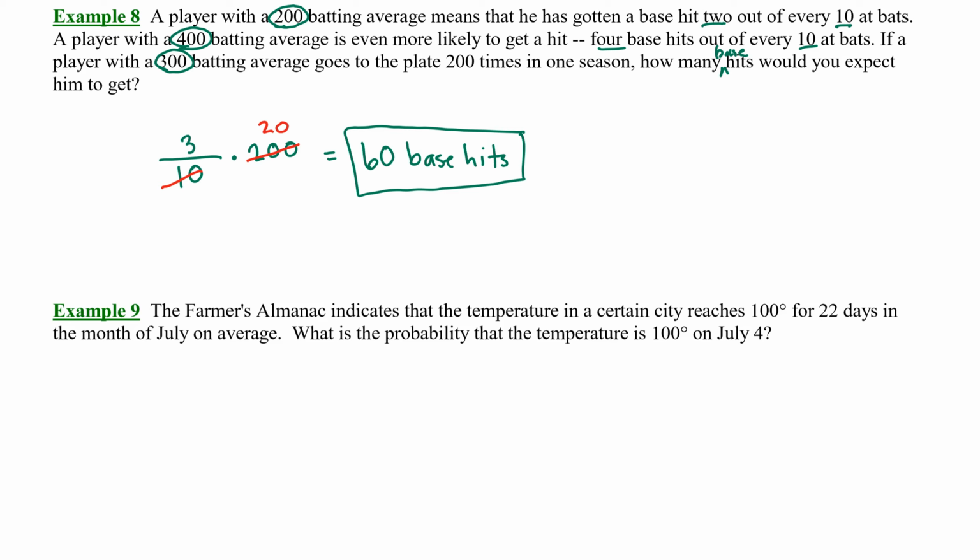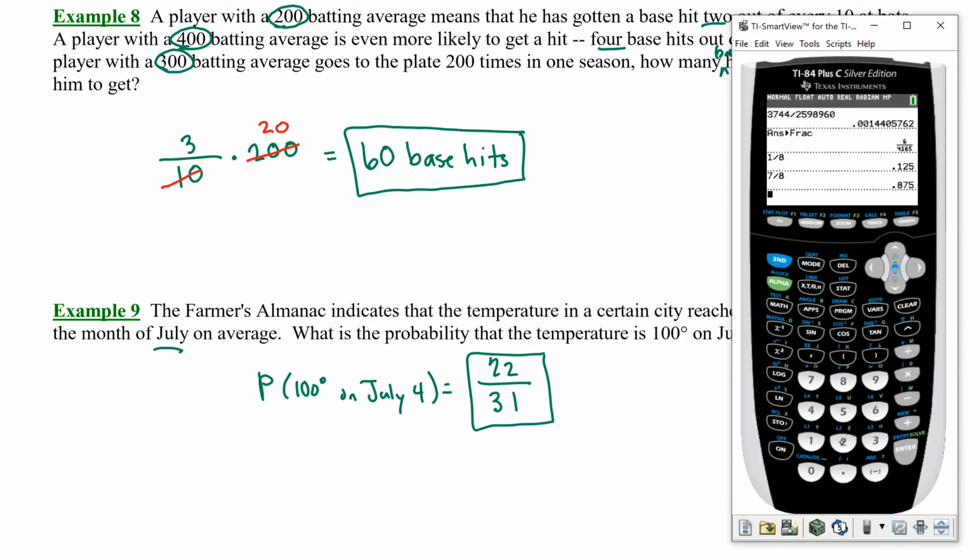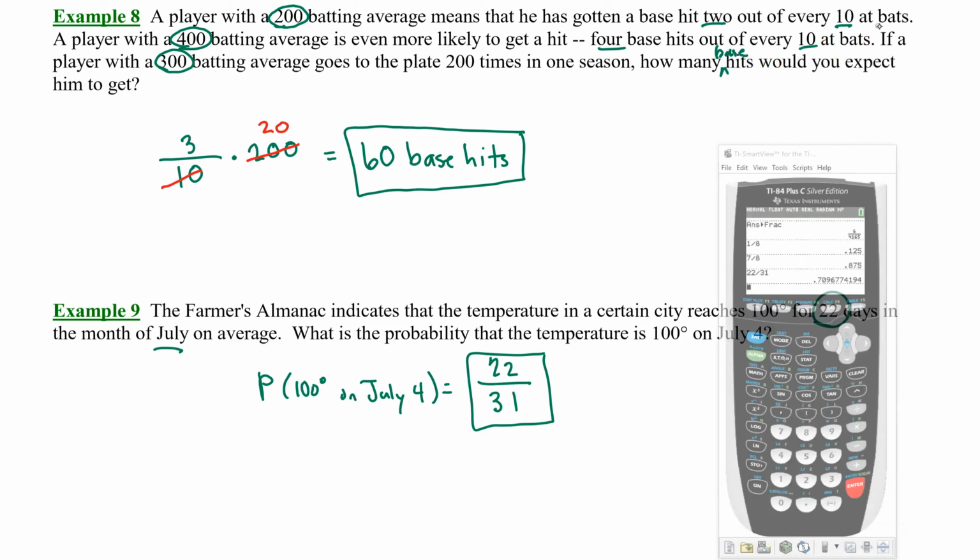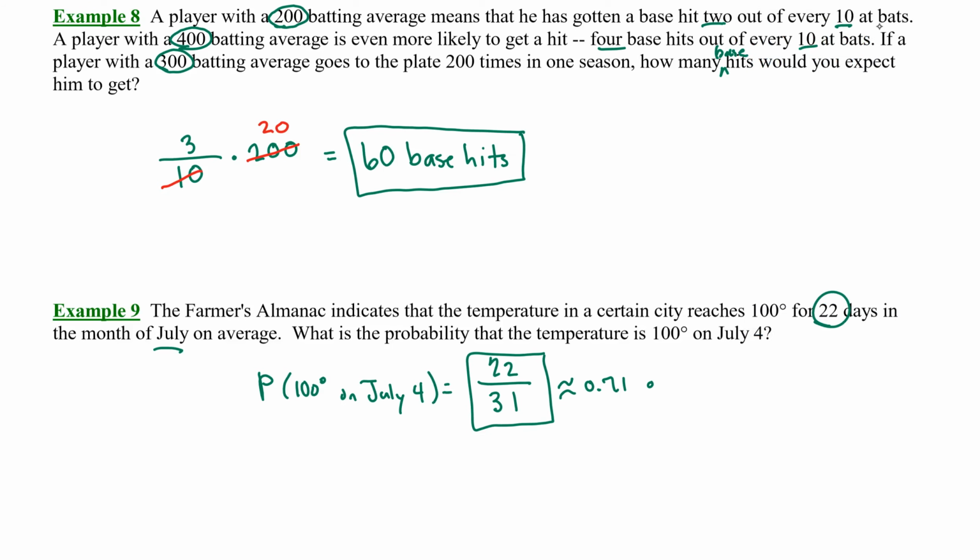So what is the probability that the temperature is 100 degrees on one specific day in July, that is July 4th? Well, let's look at the probability. 22 days out of all of the days in July. So the probability that we get 100 degrees on July 4th is going to be 22 out of, notice there's 31 days in July, so 22 out of 31. Let's go ahead and convert that to a percentage. 22 out of 31 gives us approximately 0.71, or a 71% chance. So that is pretty likely that it's going to be 100 degrees on the 4th of July.